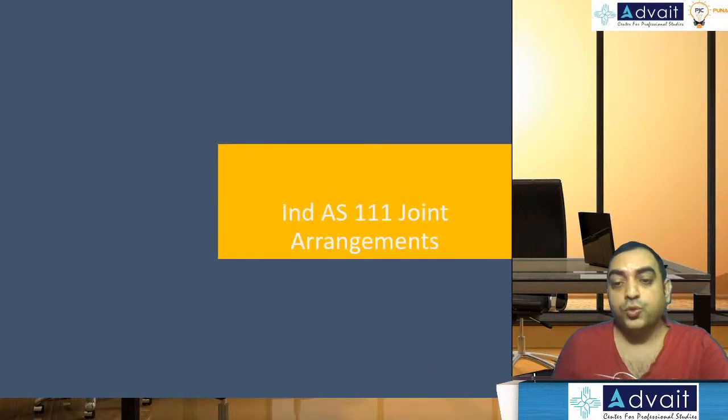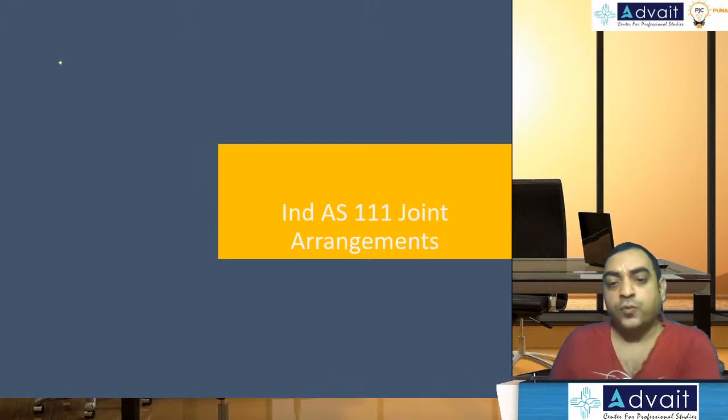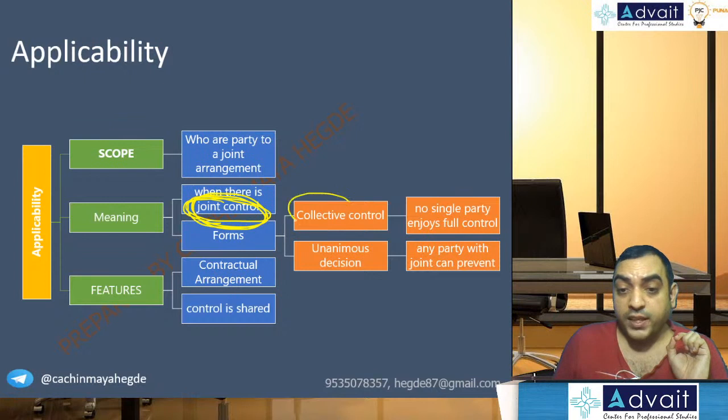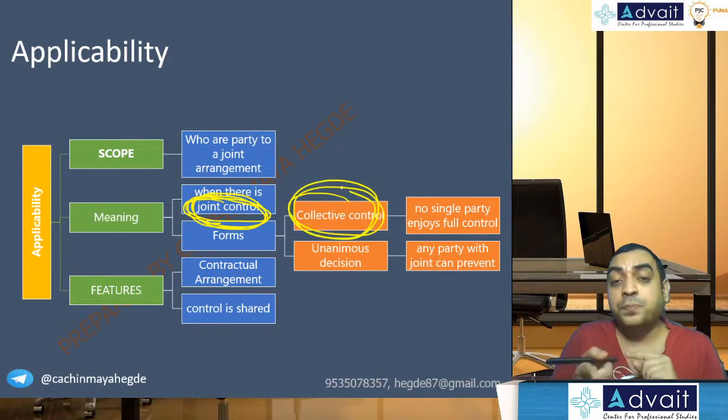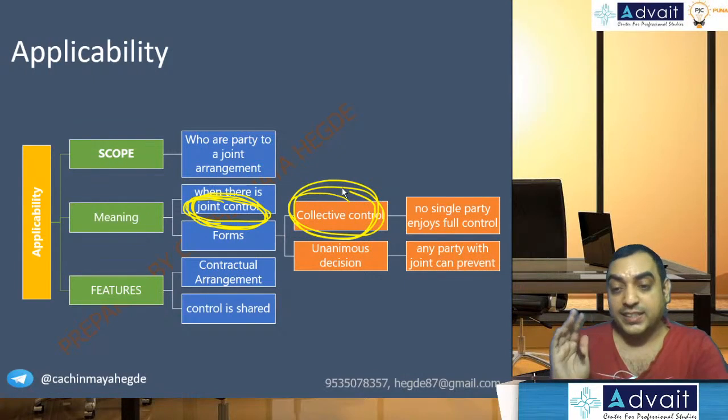Now, coming to Ind AS 111 joint arrangements, I will not be solving any problem. I will give you a brief idea about it. First of all, if you want to call it a joint arrangement, there has to be a joint control. Joint control means collective control. One person cannot decide, two persons together can decide.